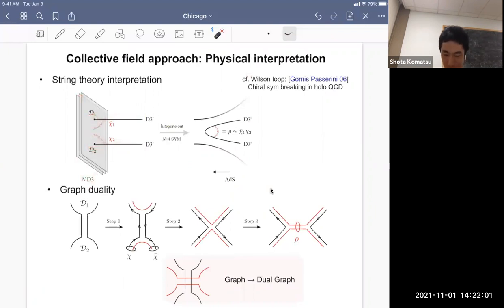Using this description, we can actually explain the whole step that I explained in the previous slide in this way. Now we have this D3 and D3', and there is some fermion open string stretching between the two of them. That is going to give you the fermions that we introduced. After introducing the fermion and integrating out the N=4 degrees of freedom, you basically replace this stack of D-branes by a curved geometry. And in the end, you get this connected D3 brane and probe D3' brane in AdS spacetime. And the rho that we introduced after Hubbard-Stratonovich is really like a meson made out of two fermions, two open strings. Another interpretation is that you can also interpret this as a graph duality.